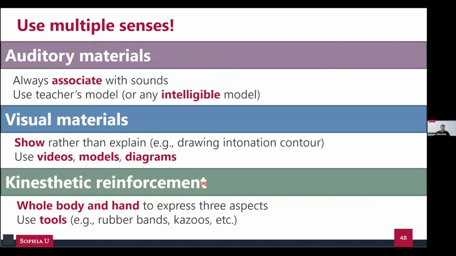And please always associate the sounds. They have to hear the sounds too, of course. You can use your own model, and also any recordings, any intelligible model. It doesn't have to be native speakers. For visual materials, show rather than explain, and drawing intonation contours like this is very important. Videos, models and diagrams are helpful. And this is important: kinesthetic reinforcement. Using the whole body or hands is very effective. And use tools like a rubber band. I use hairbands to demonstrate stress on stress.